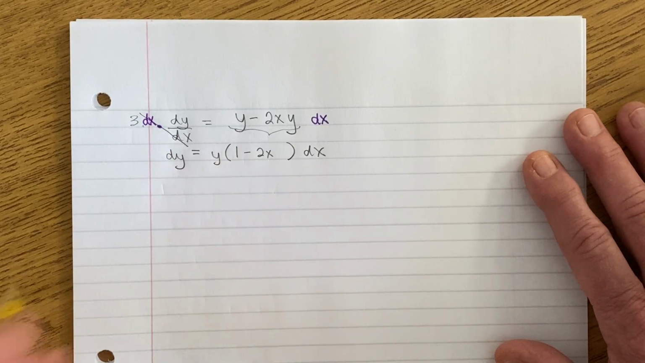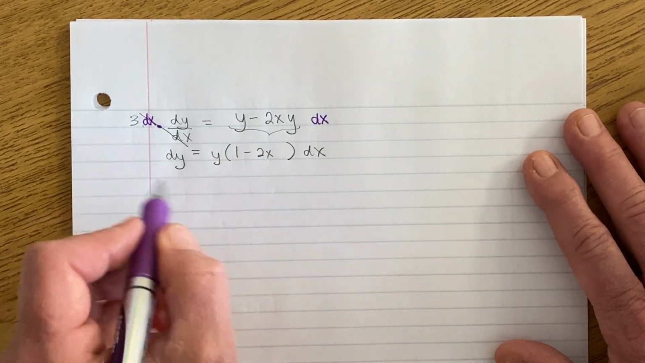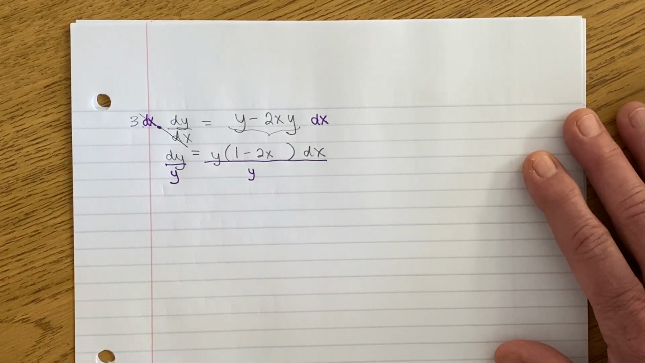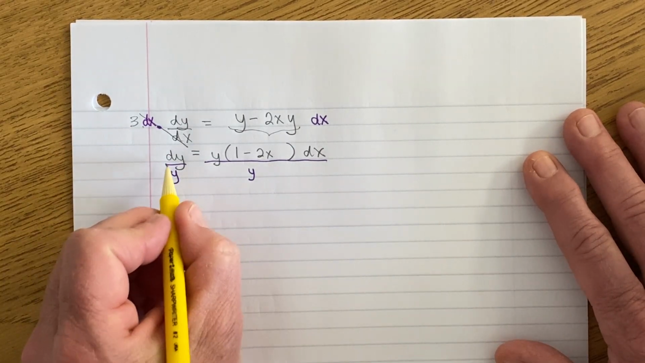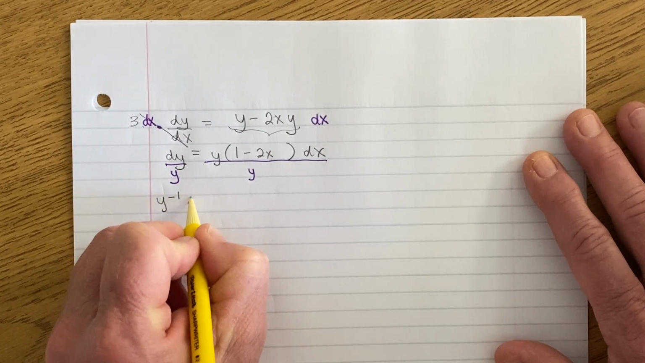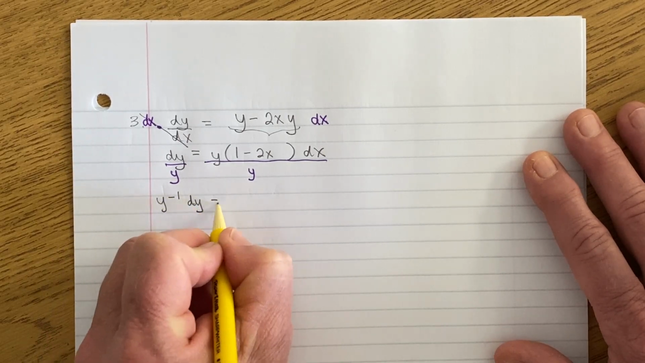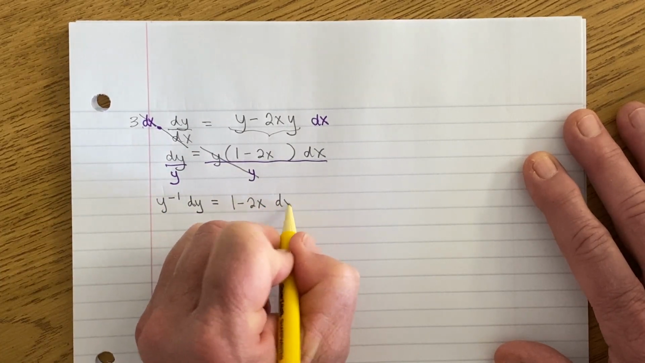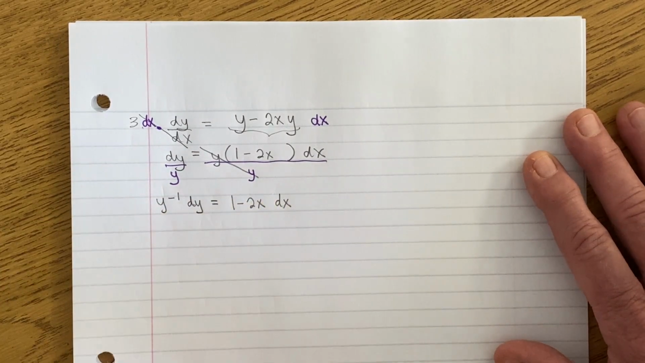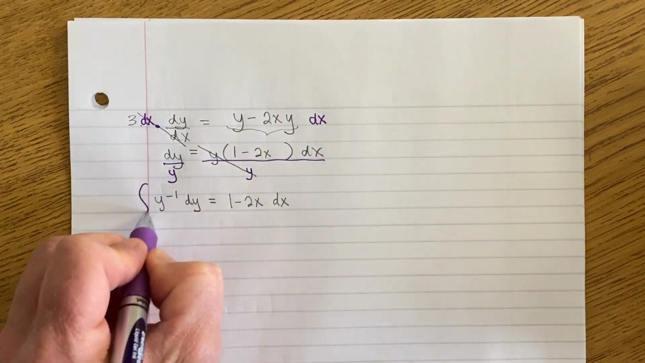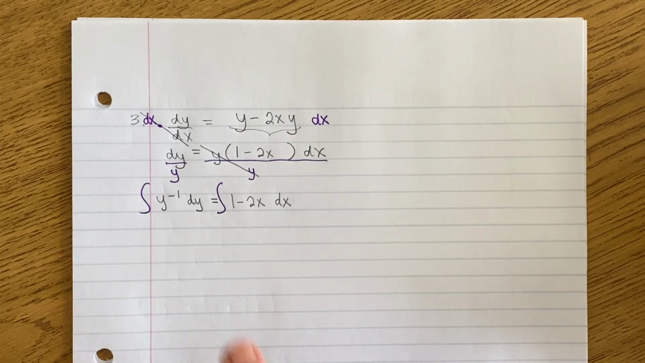And now that I did, I want to move this y to the left side, so I'm going to divide both sides of the equation by just y. If you wanted to bring up y to the negative 1, that'd be fine. Y to the negative 1, put the differential behind it. And then I'm left with 1 minus 2x dx. And if you want to put this in parentheses, 1 minus 2x, that'd be fine too. Everything looks separated, so let's go ahead and integrate.